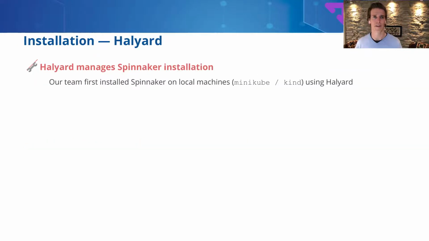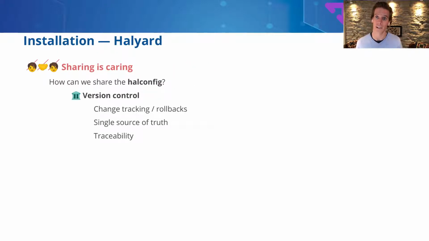Before deploying Spinnaker to our shared infrastructure, each person in the team installed Spinnaker on their local machines using Minikube or Kind and Halyard. But we quickly realized that we were going to run into an issue. How do we collaborate? Thankfully, Halyard's configuration is isolated to one directory, what is known as the hal config. Ideally, our hal config would be version controlled and not contain any sensitive data.